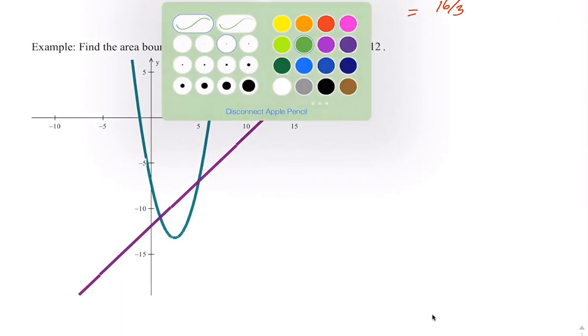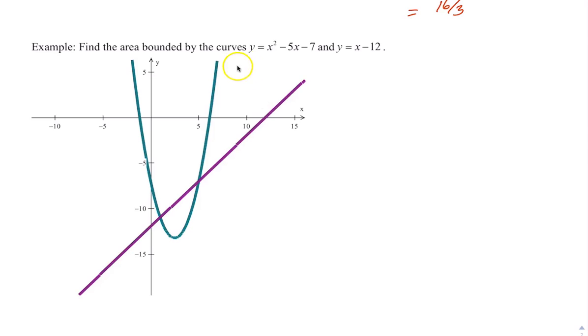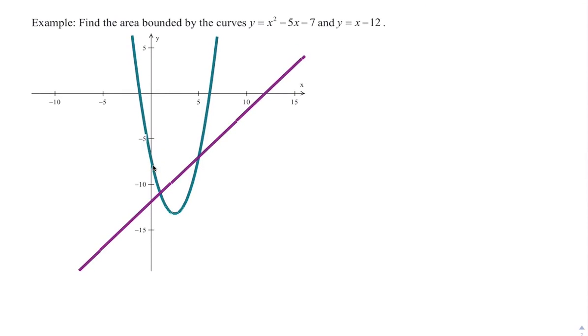Find the area between the bounded curves y equals x squared minus 5x minus 7 and y equals x minus 12. So over here I already have a graph for you. So we're looking for this area right here that makes this guy the top. That's right, because here's my area. Let's go above it. That's this guy. And then below it's this guy. This guy's the bottom. So I already know my integral is going to be top, x minus 12, because that's the linear equation, minus parentheses bottom, x squared minus 5x minus 7.